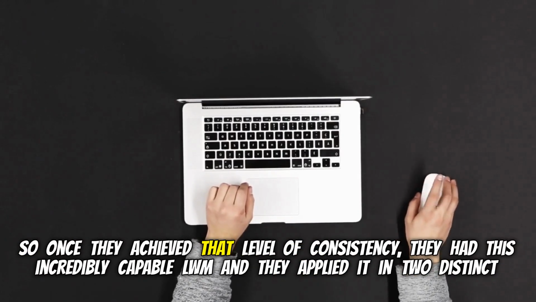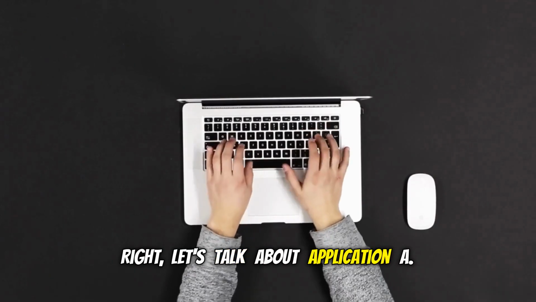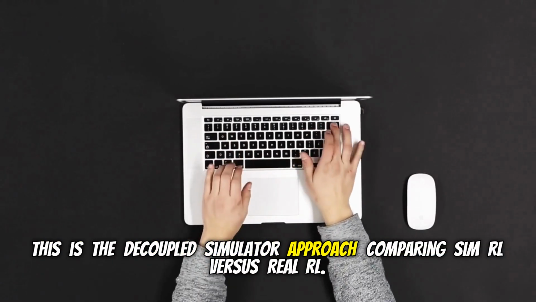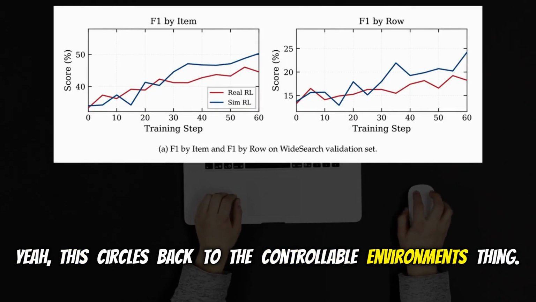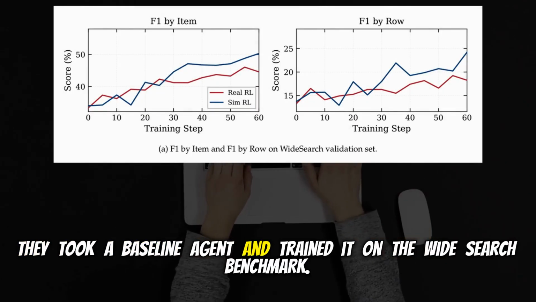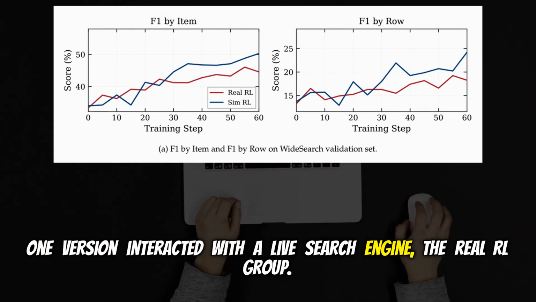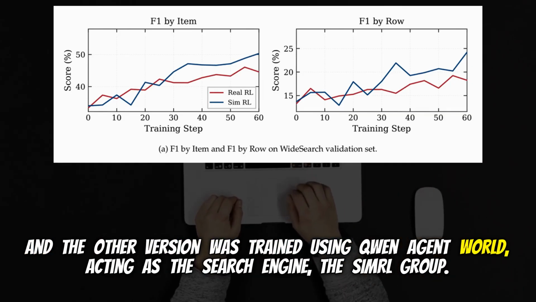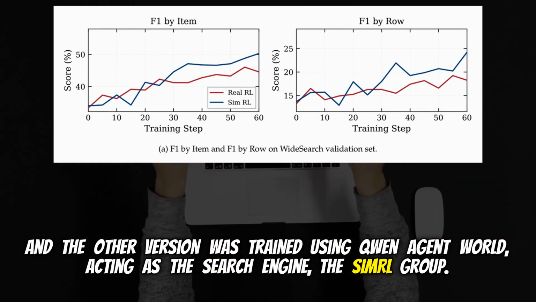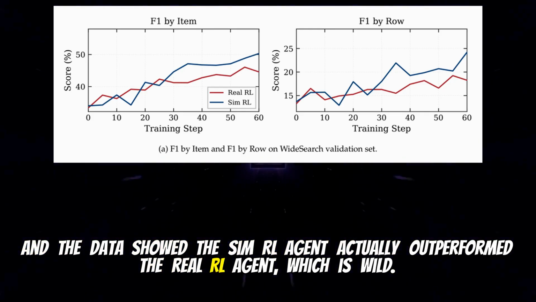So once they achieved that level of consistency, they had this incredibly capable LWM, and they applied it in 2 distinct ways. Right, let's talk about application A. This is the decoupled simulator approach, comparing SimRL versus real RL. Yeah, this circles back to the controllable environments thing. They took a baseline agent and trained it on the wide search benchmark. One version interacted with a live search engine, the real RL group. And the other version was trained using Qwen-AgentWorld, acting as the search engine, the SimRL group. And the data showed the SimRL agent actually outperformed the real RL agent, which is wild.